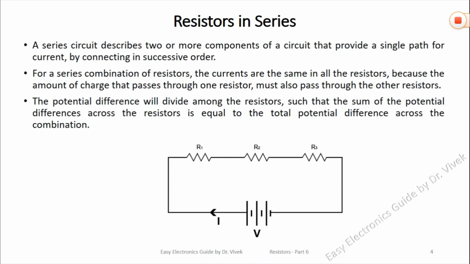In a series circuit, the components are connected in successive order or end to end so that there is only a single path for current. The current is the same in all the resistors, but the potential difference will divide among the resistors. The sum of the potential differences across the resistors is equal to the total potential difference across the combination.